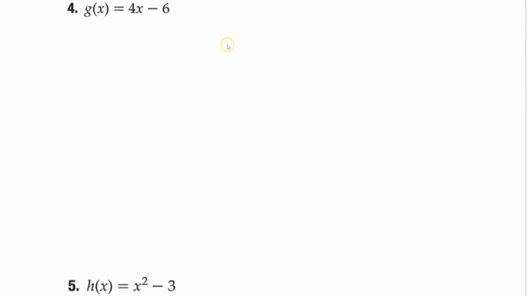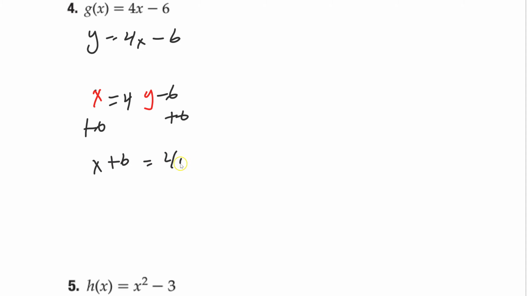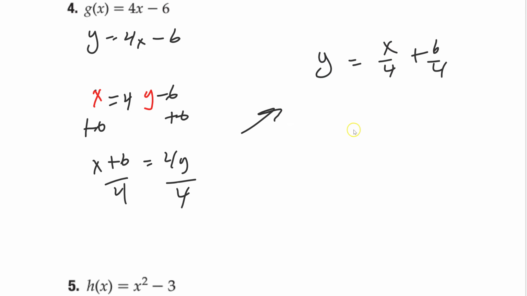Next one. What am I doing on this one though? Because I like this one better. Same idea, right? Let's find the inverse. So we're going to switch x and y. Make that a y. Switch x and y. Solve for y, so add 6. x plus 6 equals 4y. Divide by 4. And we get y equals x over 4 plus 6 over 4, also known as f inverse of x equals x over 4 plus 6 over 4.